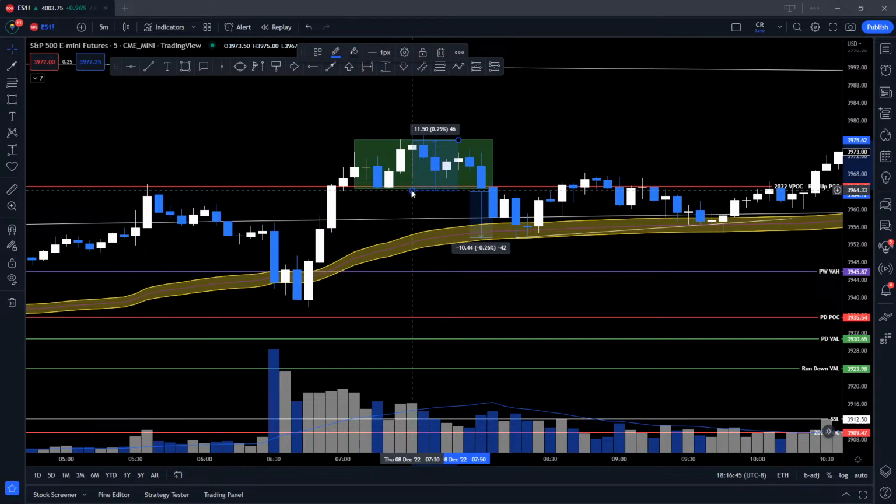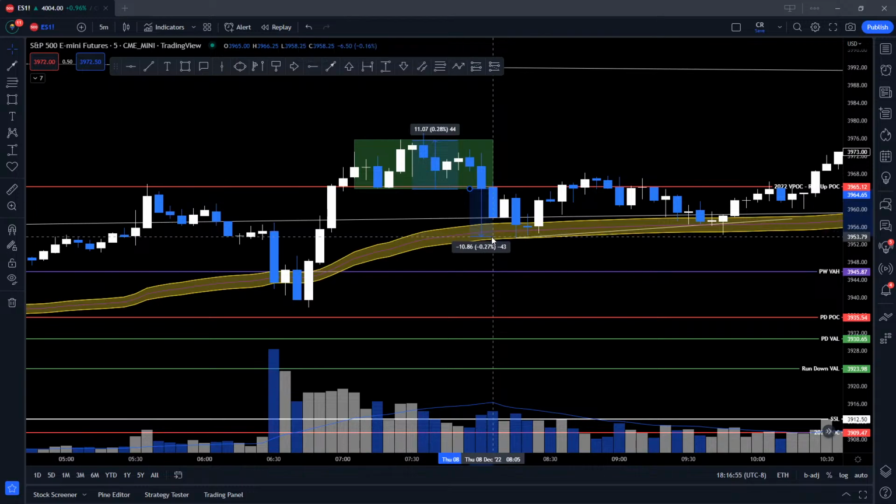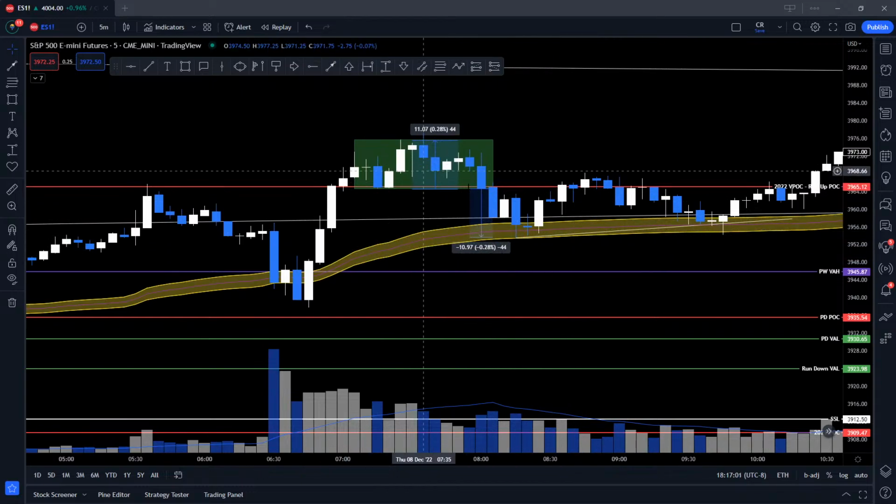So this is 0.28. And when you measure this one, it actually came right to 0.28. This candle here. So the measured move played out, and this ended up being a good trade once it broke the box here.